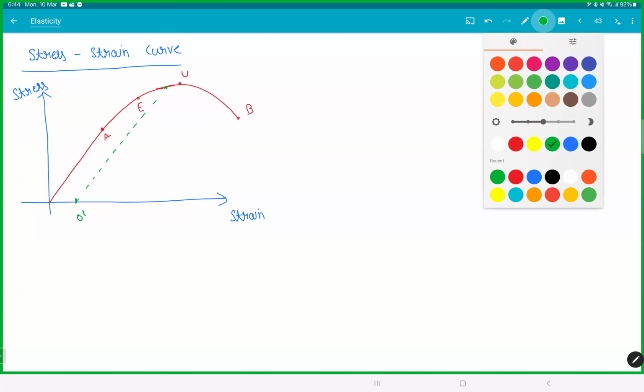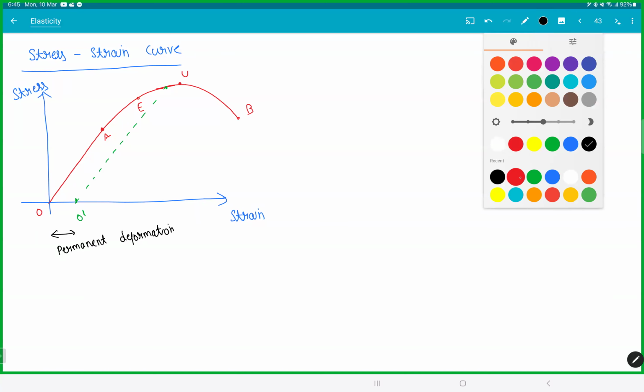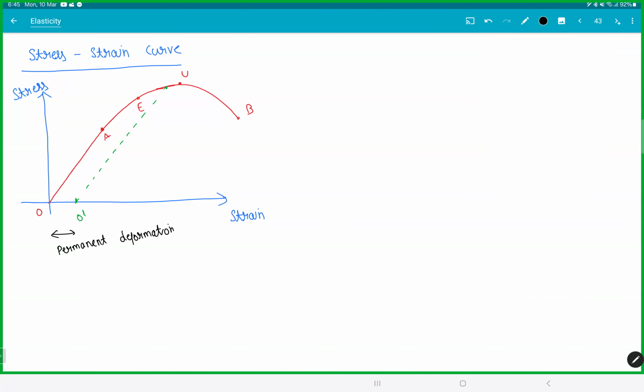This is O dash. This is O. This is a permanent deformation. Now, look at this thing. Initially, if you look at the function O to A, let's name them also. So A is called the proportional limit.